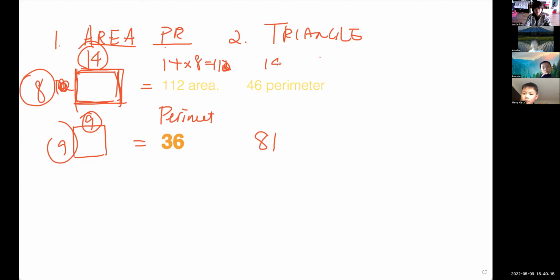And this one is 14 plus 8 times 2. 14 plus 8 equals 22. 22 times 2 equals what? 44. So this one's wrong.